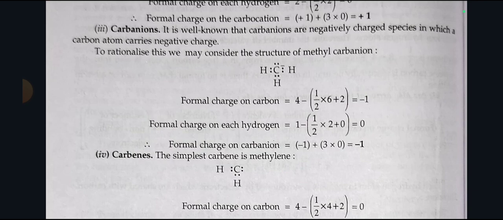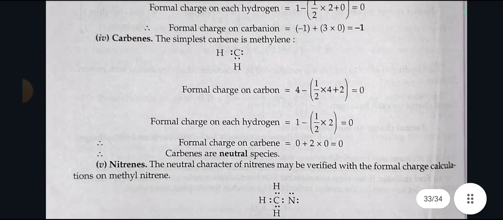Third, carbanions. It is well known that carbanions are negatively charged species in which a carbon atom carries a negative charge. To rationalize this, we may consider the structure of the methyl carbanion, CH3 negative. Formal charge on carbon is equal to 4 minus 1/2 × 6 plus 2, which is minus 1. Formal charge on each hydrogen is equal to 1 minus 1/2 × 2 plus 0, which is 0. Formal charge on the carbanion is equal to minus 1 plus 3 × 0, which is minus 1.